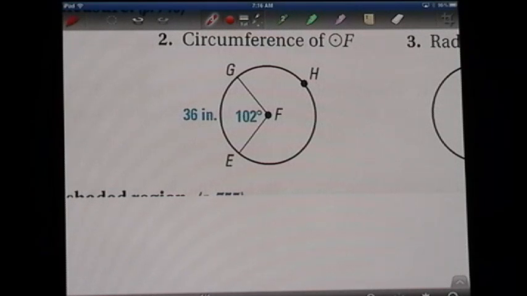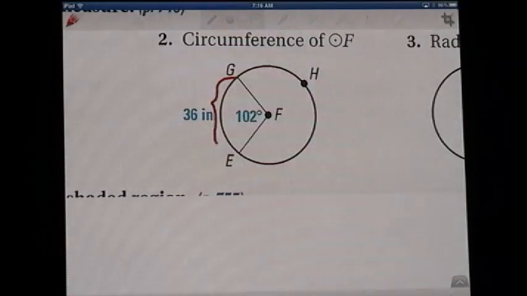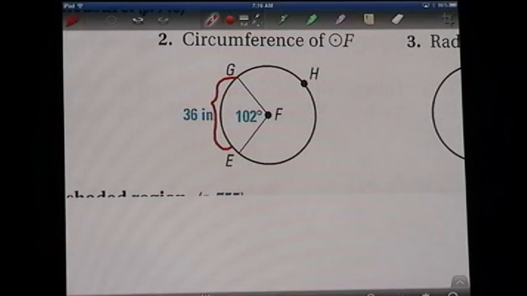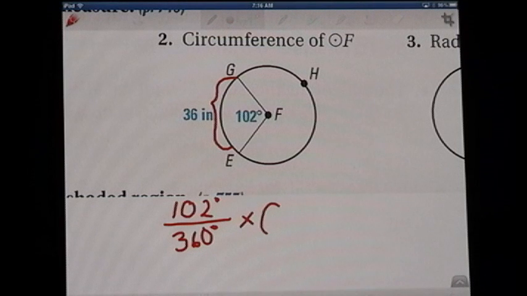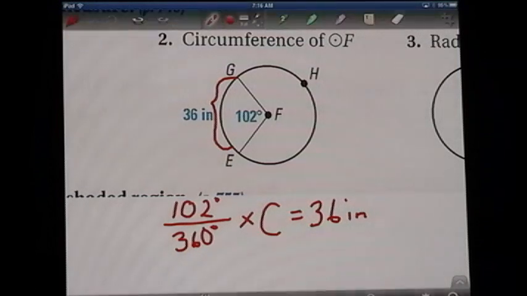Okay, circumference of circle F. You're going to find the circumference of circle F, and you know just this part that is 36 inches, which is 102 degrees. So we know the fraction of 102 out of 360 degrees of the circumference is equal to that 36 inches that we see there. So when you write it out this way, it's 102 out of 360 times C is 36 inches. And some people will want to just make that into a decimal. So let's go ahead and do that.